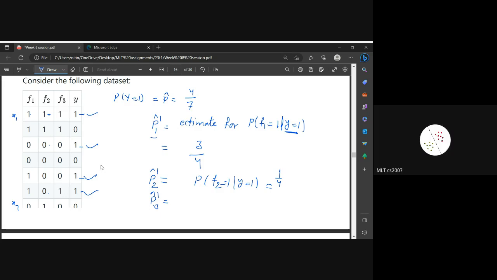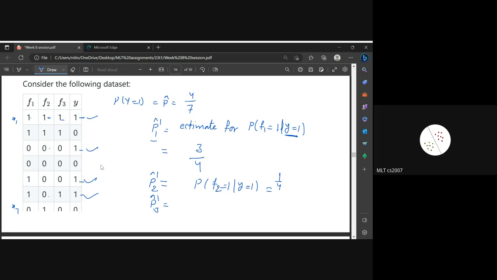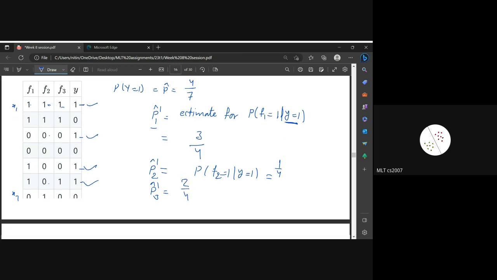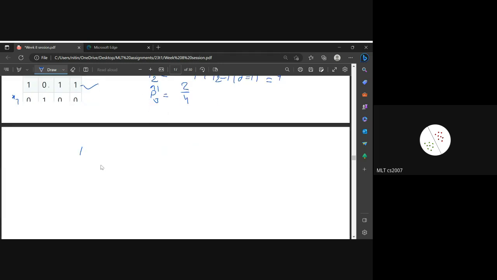2 by 4. Again, you are looking into these 4 data points. So this will be 1 here and 1 here, right? So 2 by 4. So these are the estimate for this thing. Now you have to find the estimate for P1 of 0.